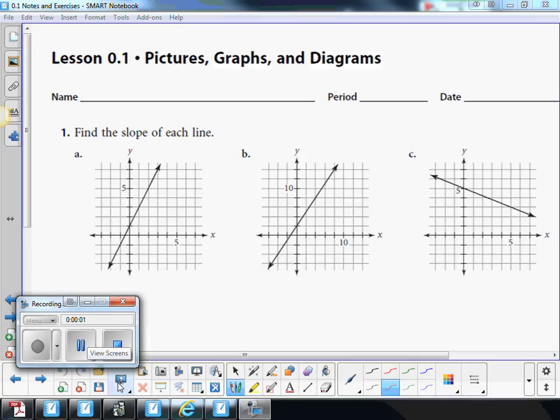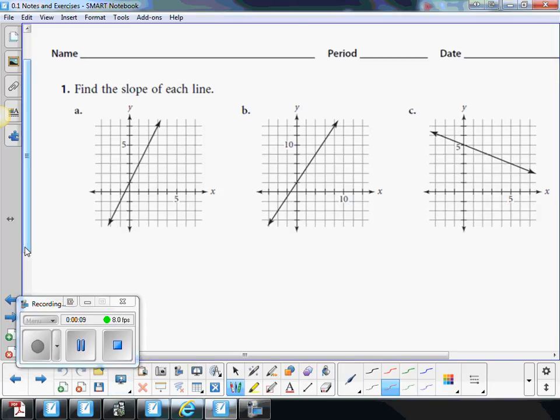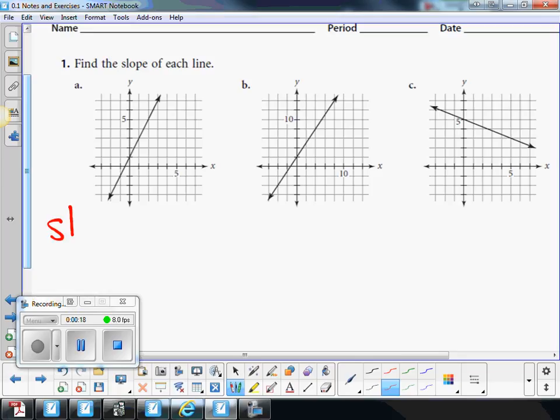One sheet. Here we are back on 0.1. Number 1, find the slope of each line. So there seems to be some confusion here between maybe getting a negative instead of a positive or a positive instead of a negative, or maybe your slope is flipped upside down by accident. So a couple things about slope.